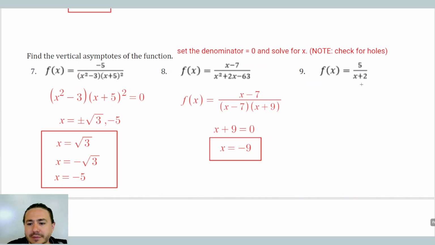Number 5, this thing's good to go already. This is about as simple of a rational function as we can ask for. It's just x plus 2 equals 0, so we get x equals negative 2. So we get a vertical asymptote at negative 2.